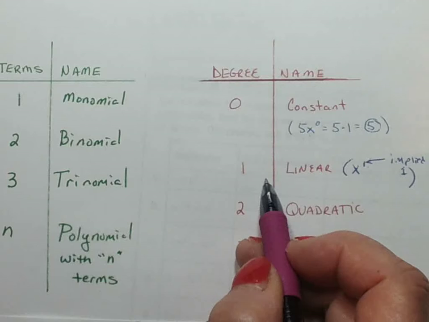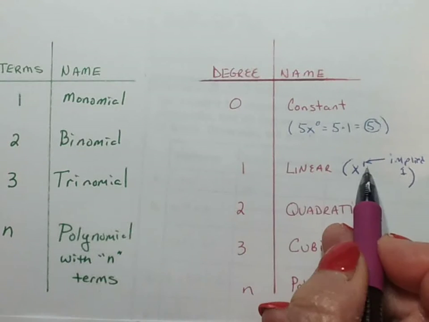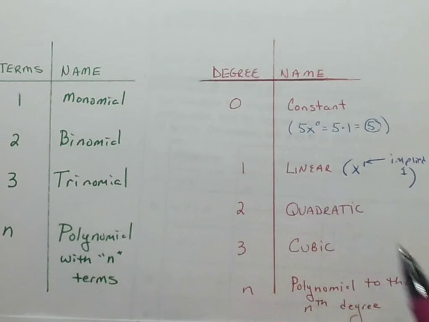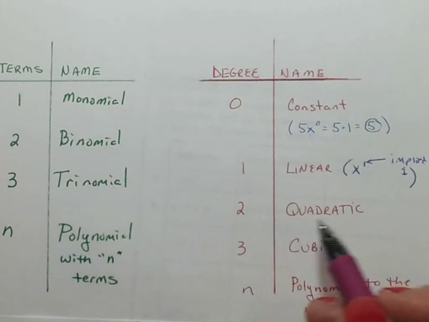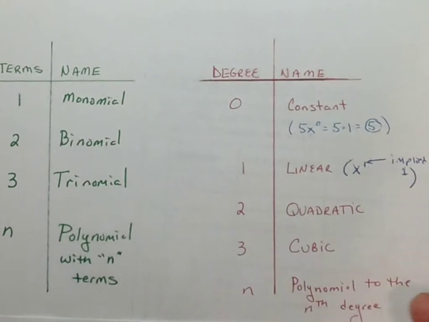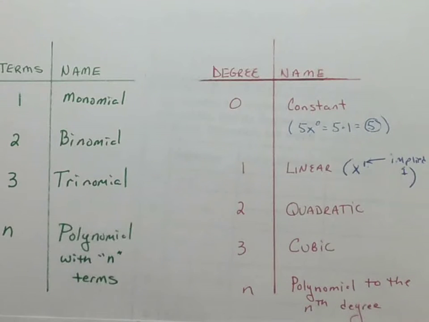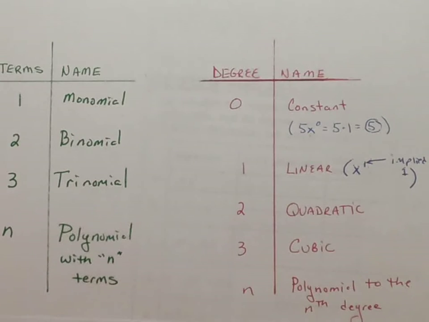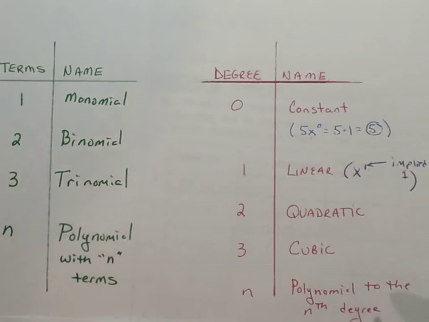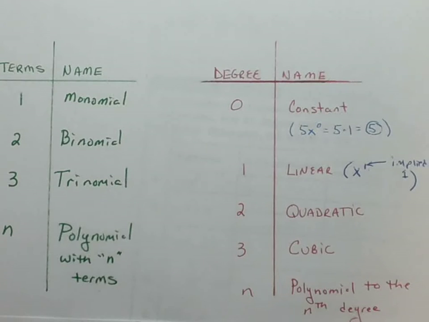If the degree is 1, it's called linear. And we've been doing linear equations all year long. If the degree is 2, it's quadratic. If the degree is 3, it's cubic. And if it's more than 3, it's a polynomial to the nth degree. So if the degree was 8, it would be a polynomial to the 8th degree.